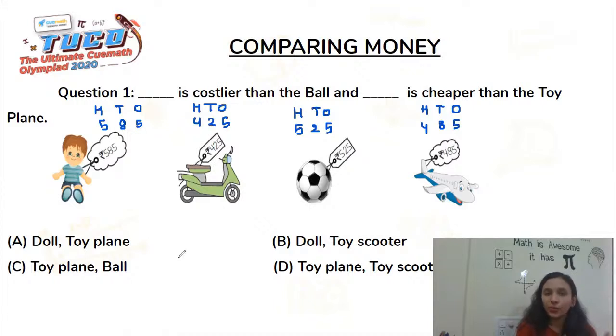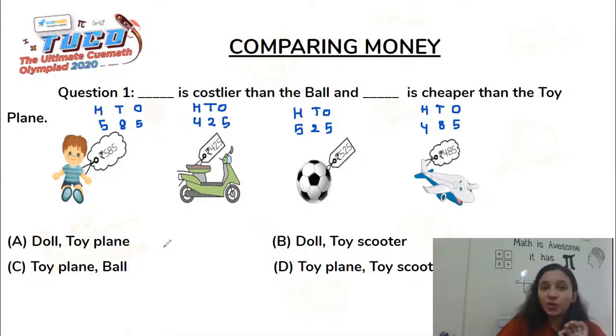Now we cannot go into each, first compare doll and scooter, then compare doll and ball. That will be very time consuming. We don't want it to be so time consuming because these are competitive exams and you need to be really very quick. So this is the shortest way.